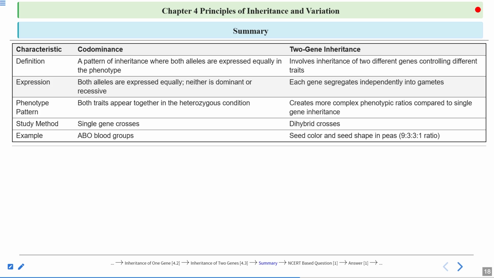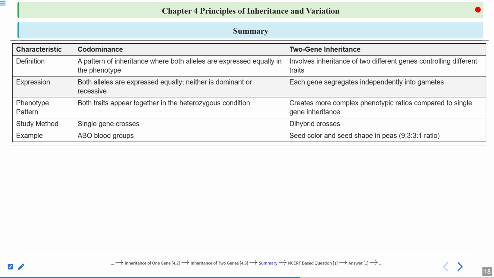So by this, you can conclude that dihybrid crosses are nothing but combinations of two monohybrid crosses. Okay, now let's summarize this entire lecture.